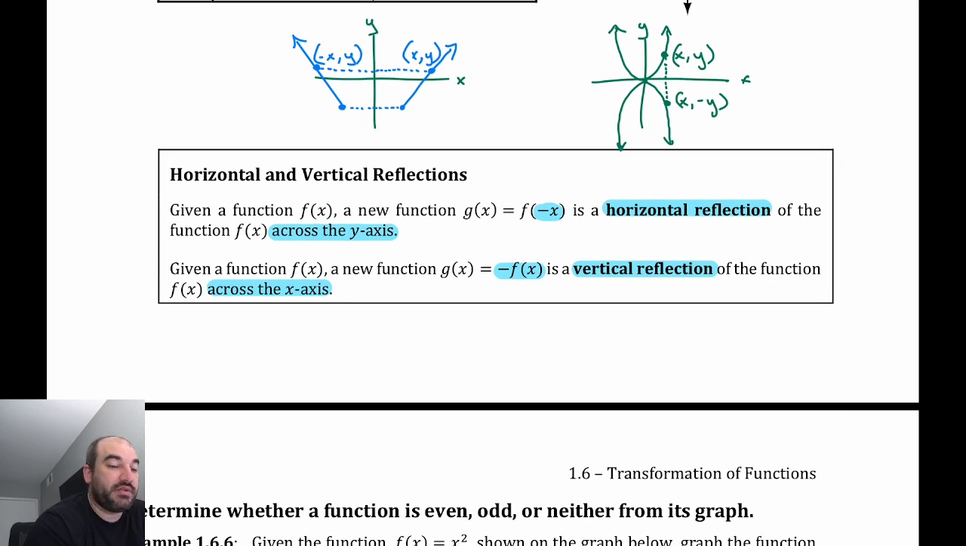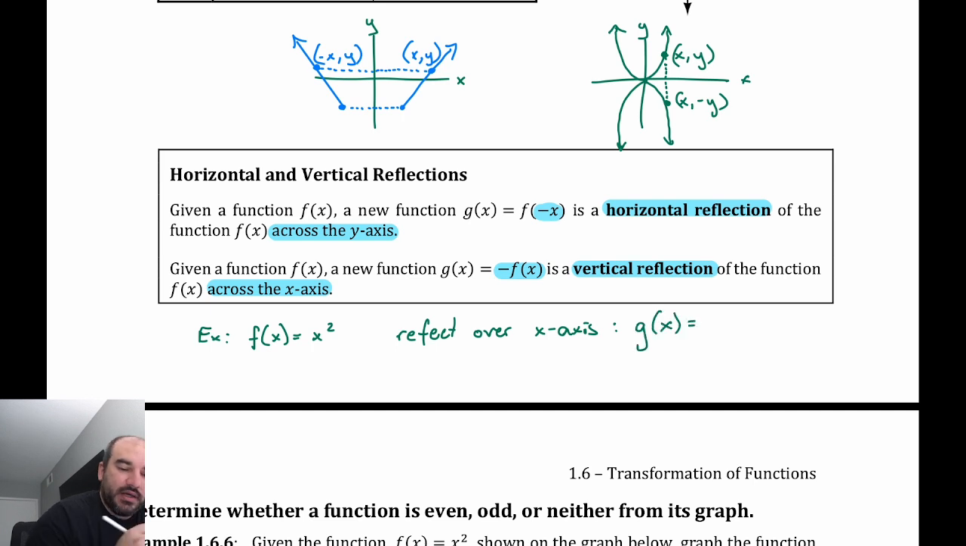Any questions on reflections? I guess I'll write a couple of examples here. Starting with f of x equals x squared, we'll say that's our parent function. How would we reflect over the x-axis? Where would I put a negative for this? So let's say g of x is going to be a reflection over the x-axis. How would I write that in terms of x squared? Negative x squared. Good.